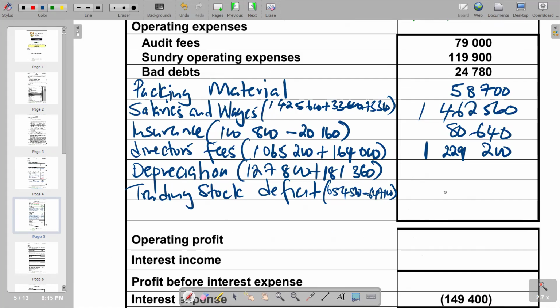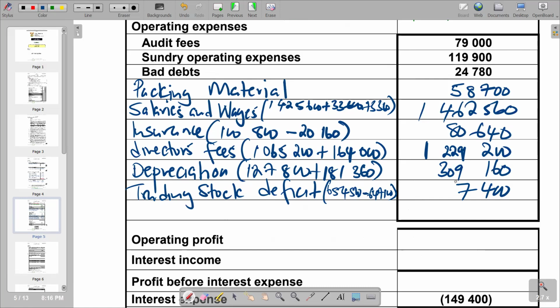Then we try to calculate that and see what we get, which is going to be 7,400. So remember, we also have the total for depreciation. It's not yet ended. We add 127,800 plus 181,360. You're supposed to get your answer as 309,160. So this is what we have on that part.